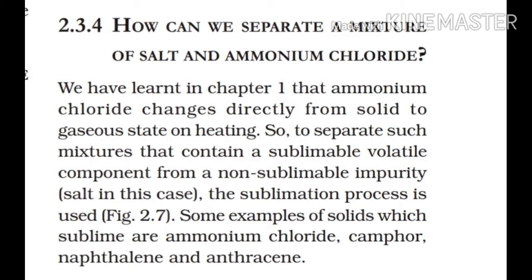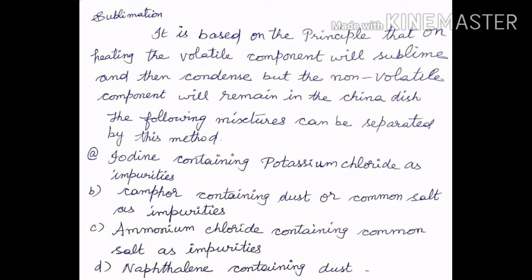So, to separate such mixtures that contain a sublimable volatile component from a non-sublimable impurity, salt in this case, the sublimation process is used. Some examples of solids which sublime are ammonium chloride, camphor, naphthalene, and anthracene. Sublimation is based on the principle that on heating, the volatile component will sublime and then condense, but the non-volatile component will remain in the china dish.